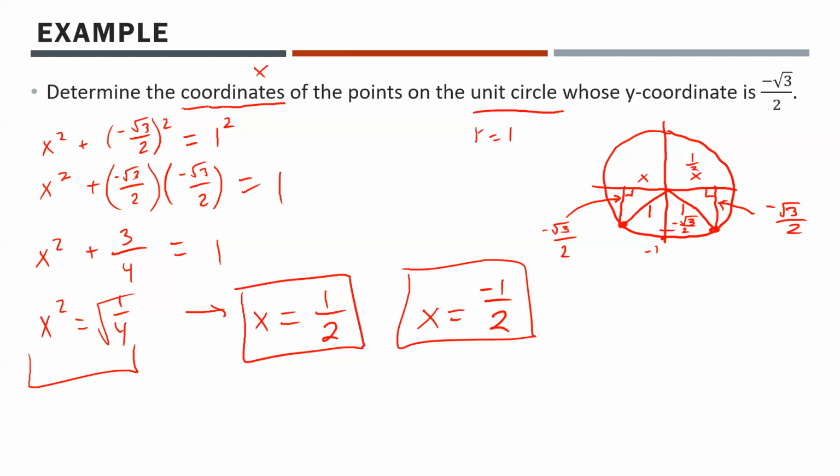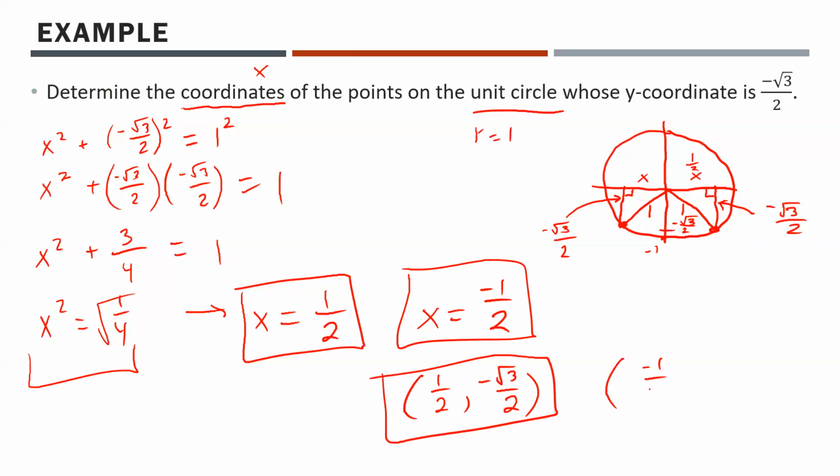Since it's asking explicitly for coordinates of the points, we can more correctly answer this question by saying the coordinates would be 1/2, -√3/2. That's one of our coordinates. And then our other coordinate would be -1/2, negative root 3 over 2. So that would be our other coordinate.